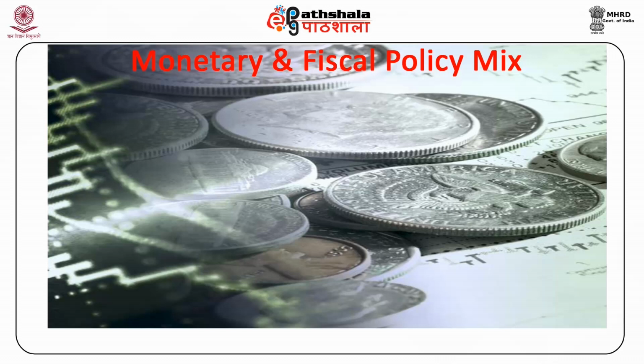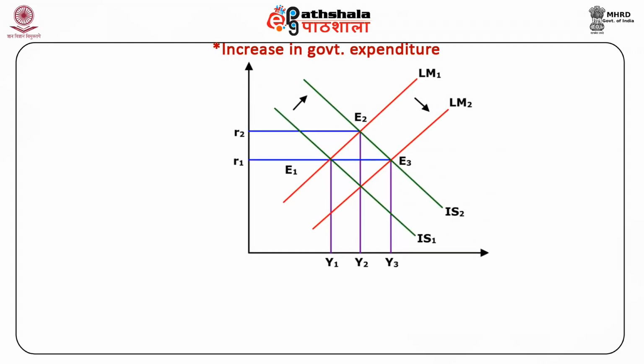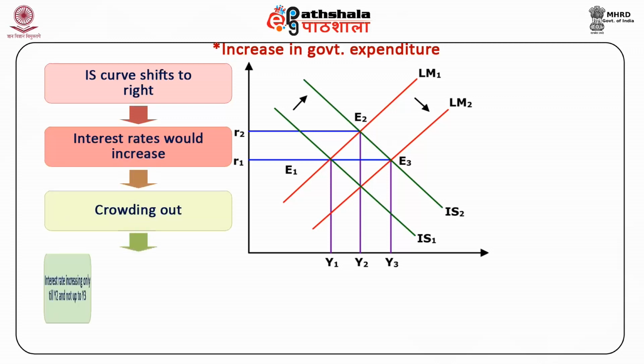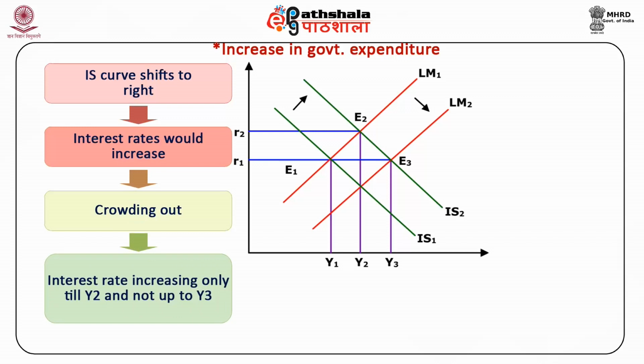Sometimes monetary and fiscal policy may be used simultaneously to attain certain policy objectives. Suppose government expenditure G is increased, shifting the IS curve to the right from IS1 to IS2. Due to this increase in G, the interest rate would increase, resulting in crowding out, with income increasing only till Y2 and not up to Y3.